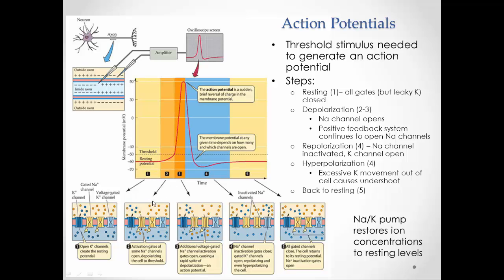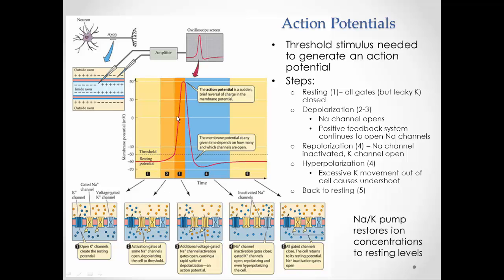So now we hit it with a stimulus. When you hit it with a stimulus, notice we start getting depolarization. That's here in 2 and 3, depolarization. Now in depolarization, what happens is those activation gates start to open up, especially when you start out low, maybe just a couple open up. And that causes sodium to rush in. So we have an influx of sodium, adding positive to the inside, making the inside less negative or more positive.